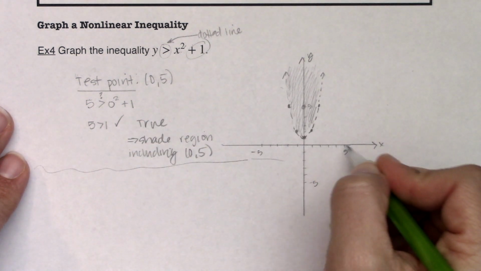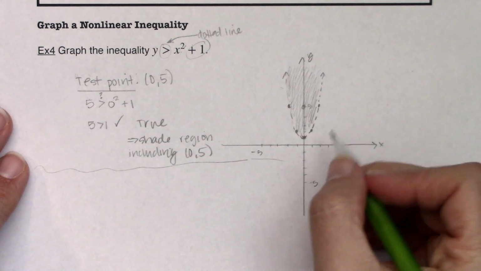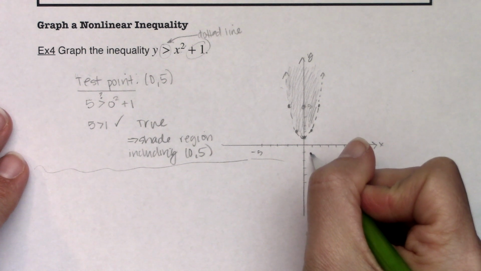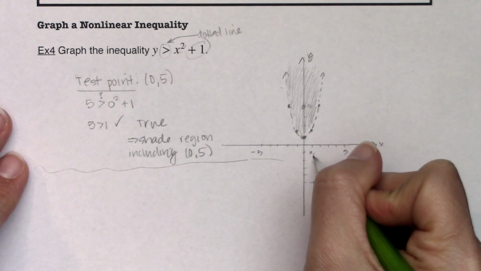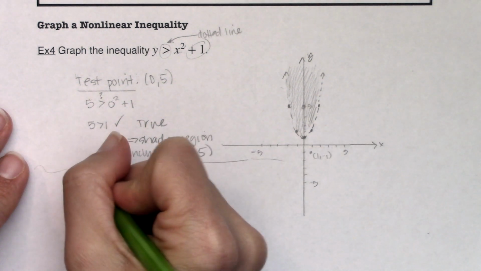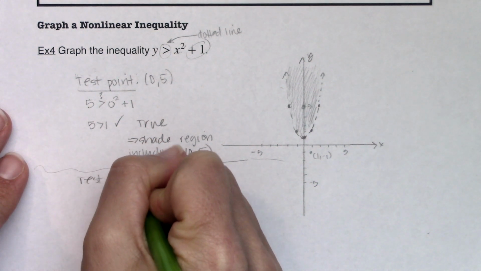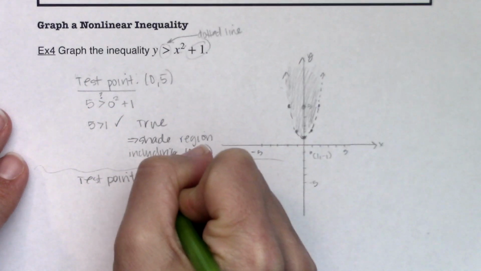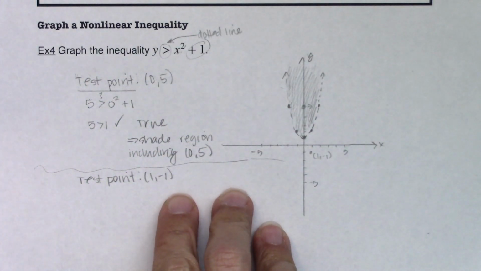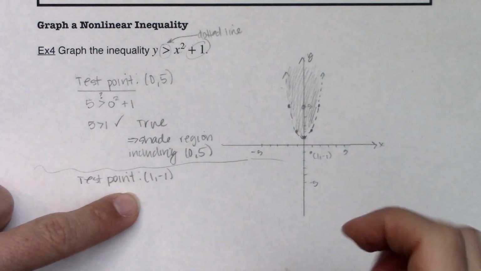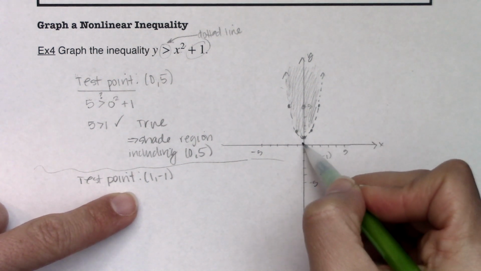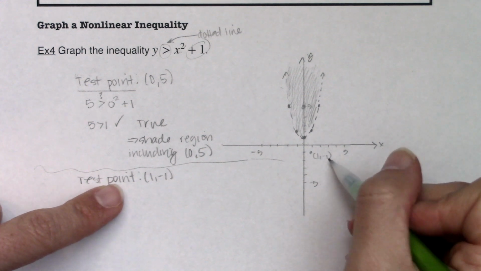All right, let's try something that was not in the shaded region. I'm going to try 1, negative 1. So I'm going to try this ordered pair. Let's say my test point was 1, negative 1. Now, just to be real, usually I pick the origin because I like plugging zeros in. It makes my life a little bit simpler, but let's try this one.